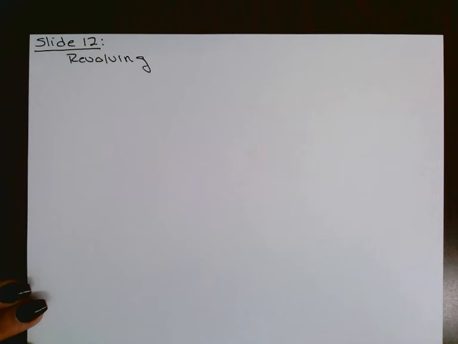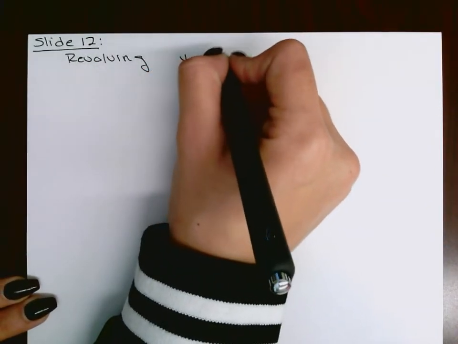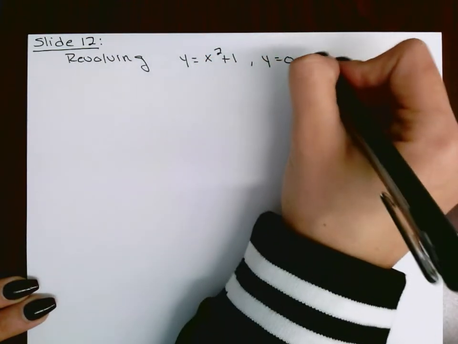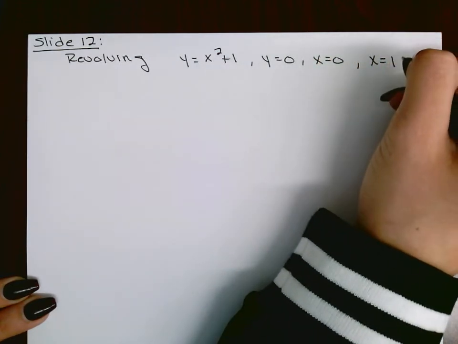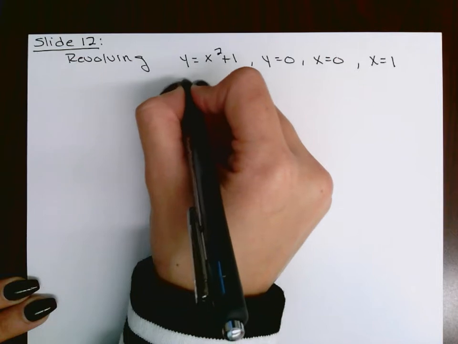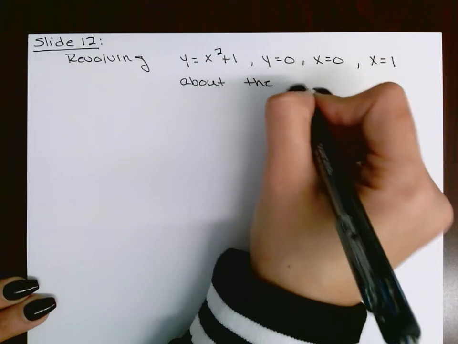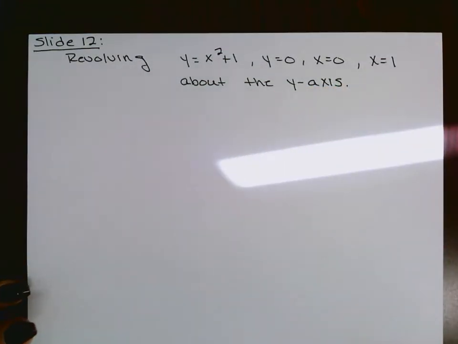This one? Go for it. We have the region bounded by the graph, so we have y equals x squared plus 1. We have y equals 0, x equals 0, and x equals 1. And then it says, oh no, about the y-axis.